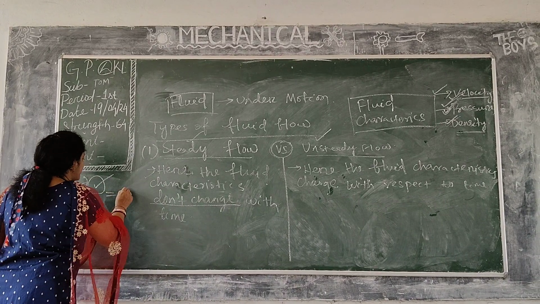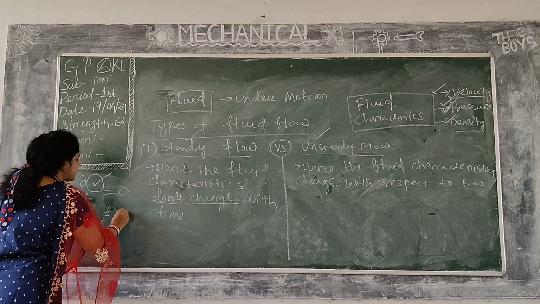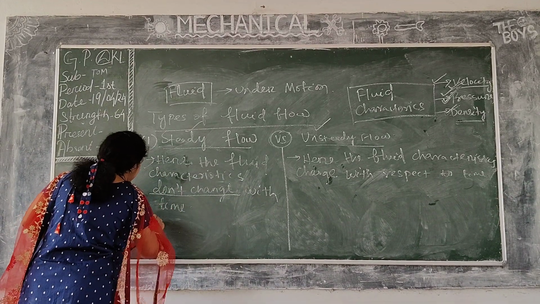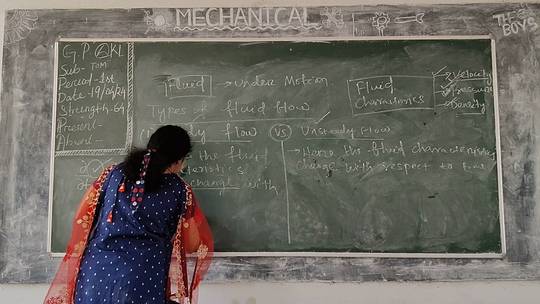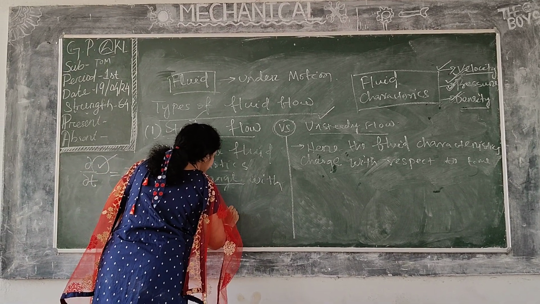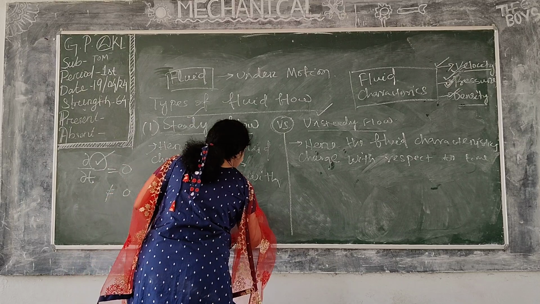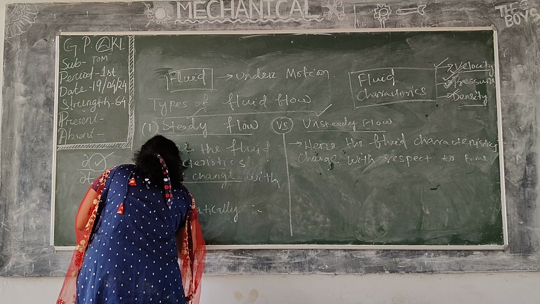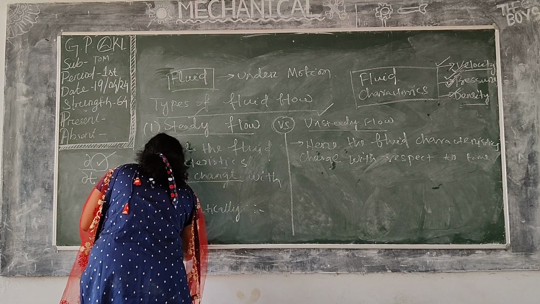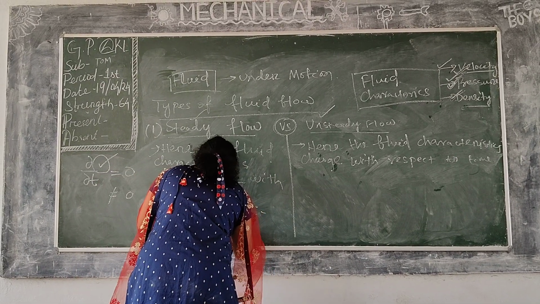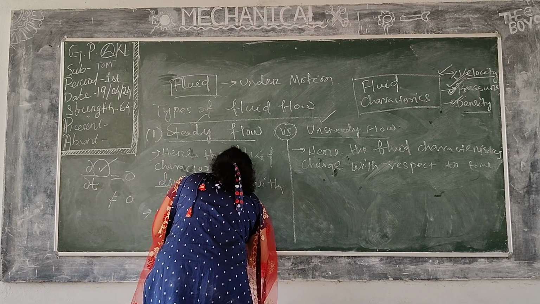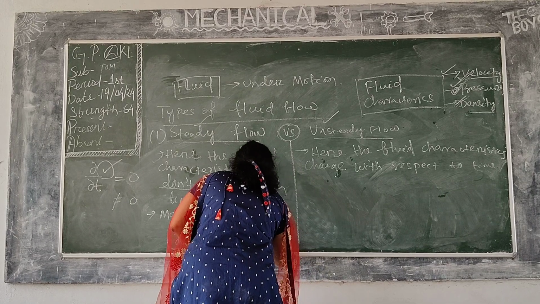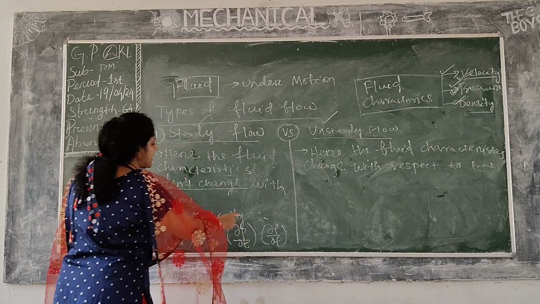Should be equal to zero in one case and should not be zero in the other case. Okay? So in steady flow, we can write this down mathematically. If we express this mathematically, we can say del v by del t, then del P by del t and del rho by del t. These are the three properties we are taking.